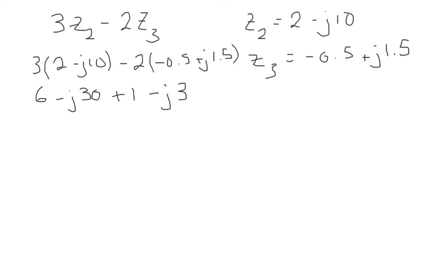Collect the terms. 6 add 1 is 7, that's the real terms. Then negative 30 subtract 3 is a negative 33. Negative J33.